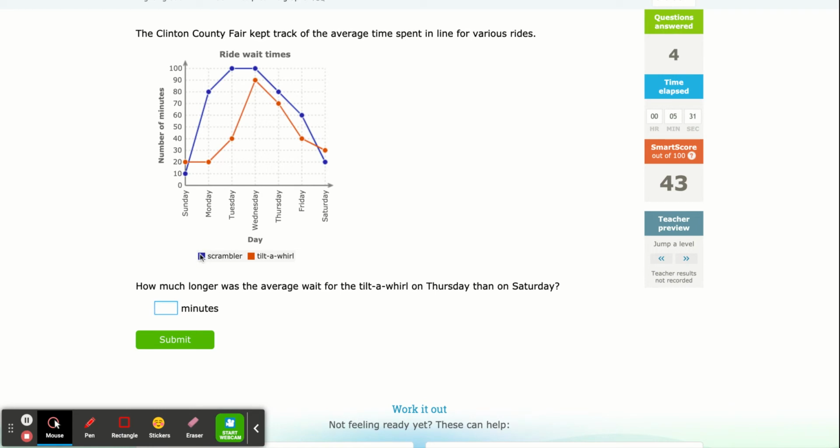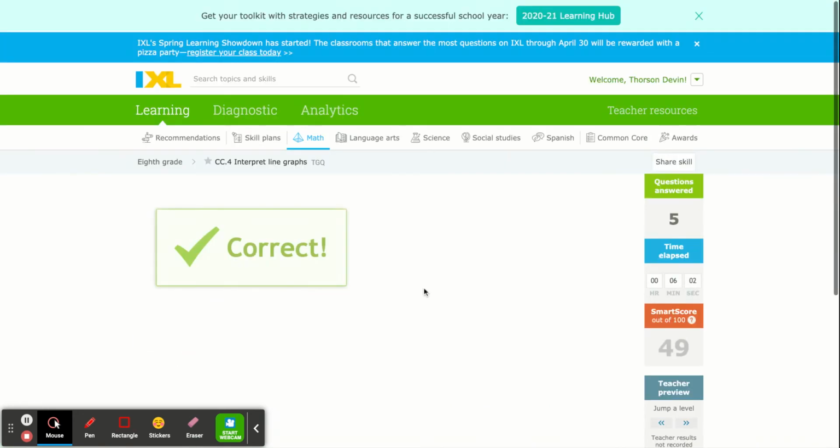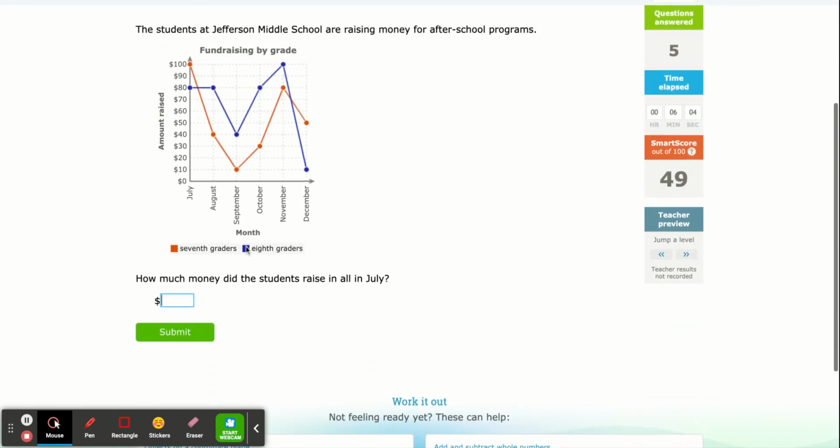So I don't care about the scrambler. I'm not going to look at the blue line at all. I'm just going to find Thursday, and I'm going to find Saturday and find out how much longer the average wait for the tilt-a-wheel was on Thursday. How long was it on Thursday? 70 minutes. How long was it on Saturday? On Saturday, it was only 30 minutes. So we find the difference between 70 minutes and 30 minutes, and that's a 40-minute difference in wait time. Wow, apparently they're busier on Thursdays than on Saturdays. I'm going to go on the weekend.